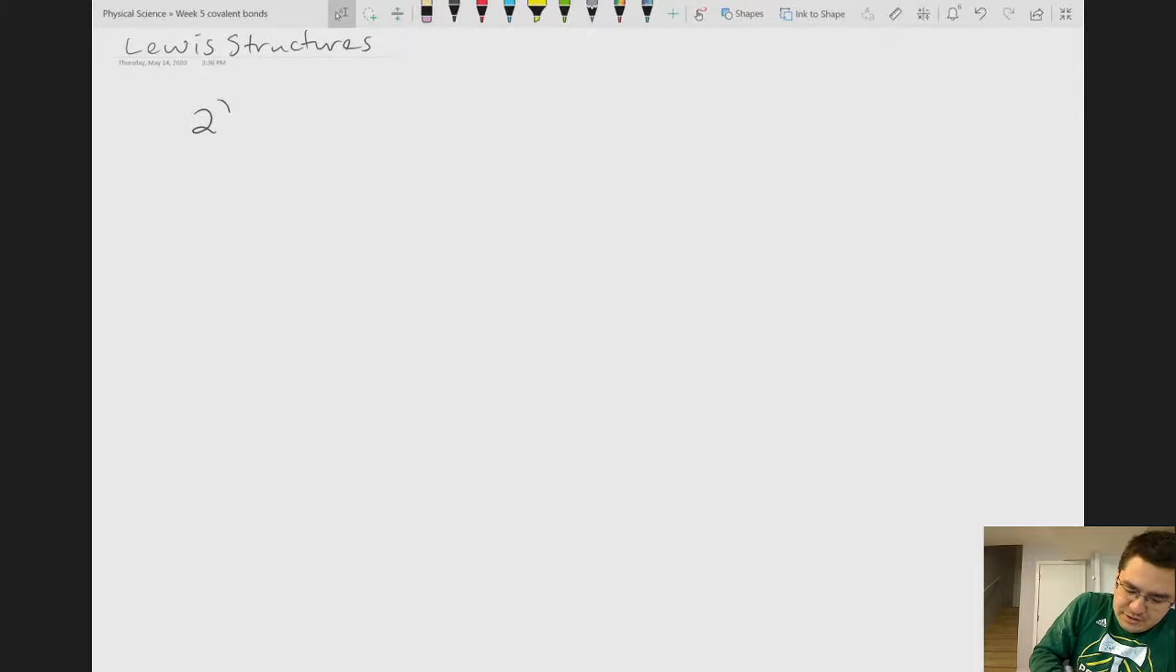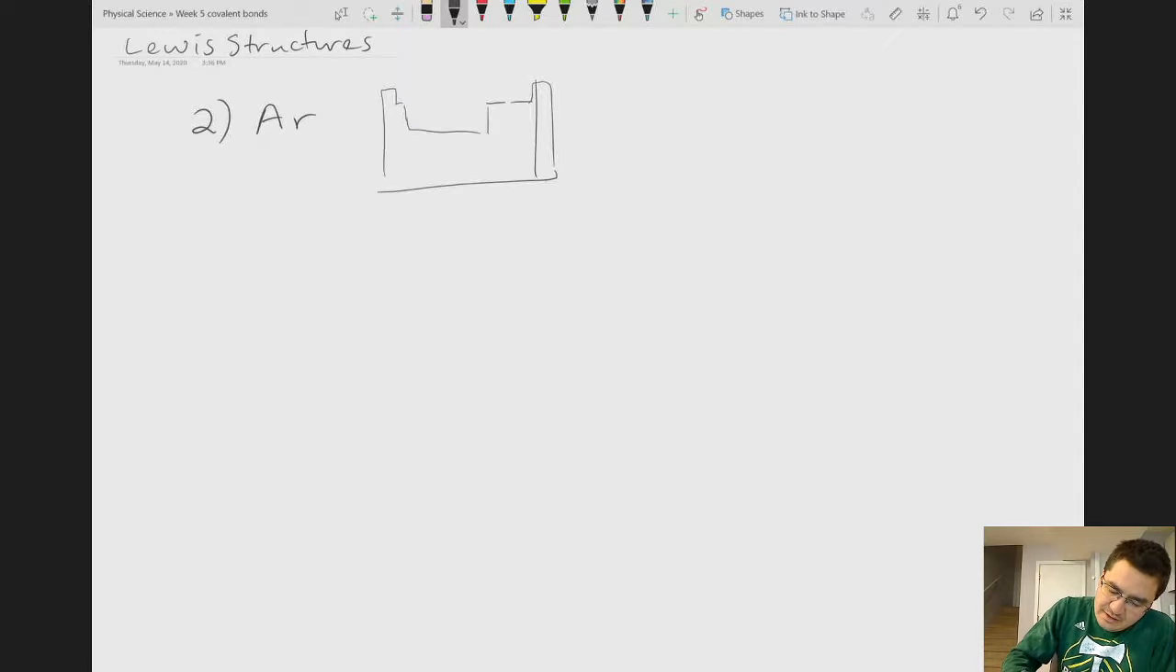I'm going to do question number 2, which just says draw the Lewis structure of argon. So if this was the periodic table, it kind of looks something like this. Argon is over in group 8, so this is group 8A, and so it has 8 valence electrons.